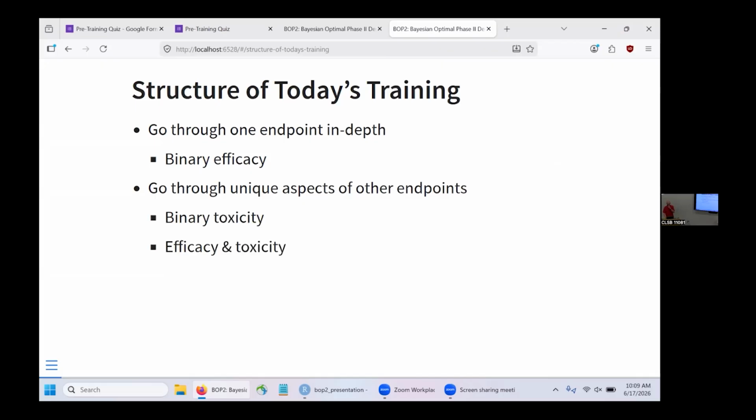So there's binary toxicity. You can monitor efficacy and toxicity simultaneously. You can have multiple binary efficacy endpoints. There's an ordinal efficacy possibility, and then finally, time to event. So yeah, this will be the structure of today's training.